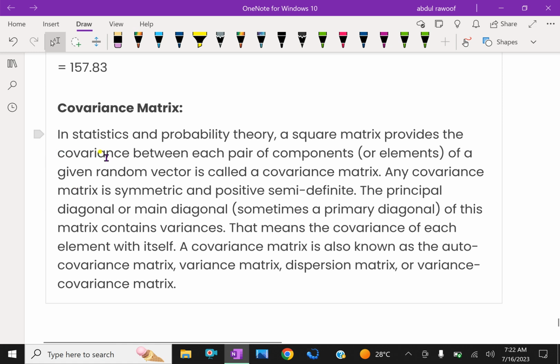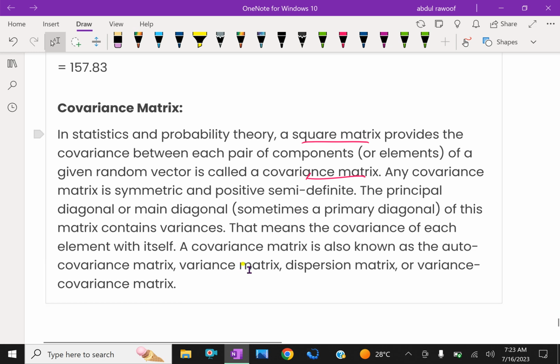Covariance matrix. In statistics and probability theory, a covariance square matrix provides the covariance between each pair of elements of a given random vector, and is called the covariance matrix. Any covariance matrix is symmetric and positive semi-definite. The principal diagonal, or main diagonal, of this matrix contains variances, that means the covariance of each element with itself. A covariance matrix is also known as the autocovariance matrix, variance matrix, dispersion matrix, or variance-covariance matrix.